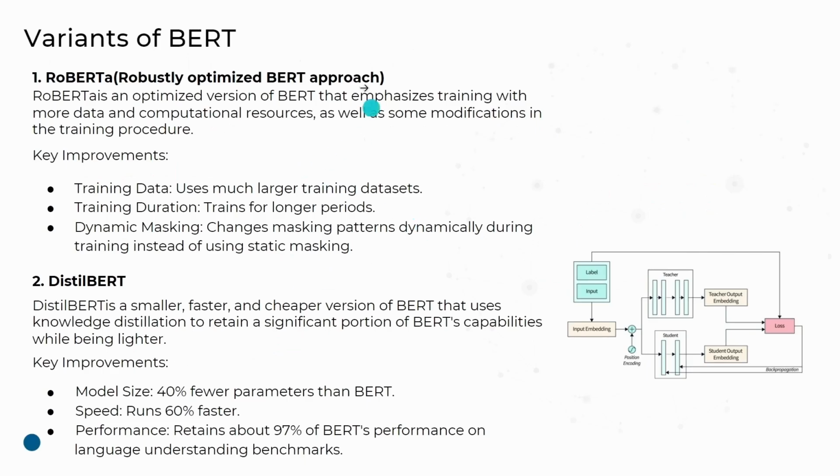Now we will see the variants of BERT. We have around five variants of the BERT algorithm. First is RoBERTa. In this model, which is a version of BERT, the only difference is that we use a larger training dataset, and the training duration is quite a bit longer compared to the BERT model. Also we use dynamic masking rather than static masking. Then in DistilBERT, we have 40% fewer parameters than BERT, and it runs 60% faster than the BERT model, while retaining around 97% of the performance. So DistilBERT is a smaller, faster and cheaper version of BERT.